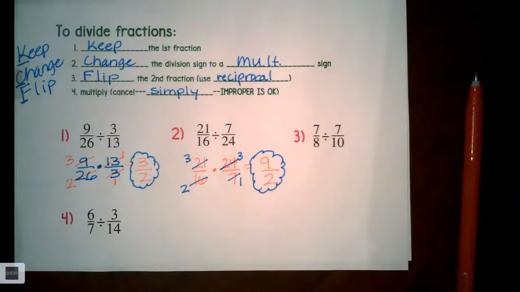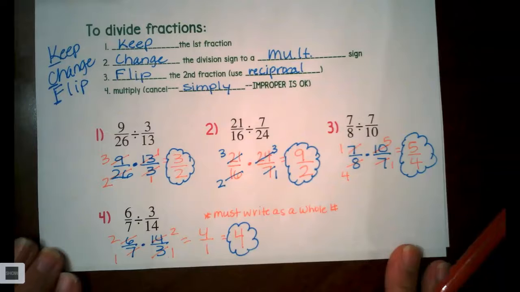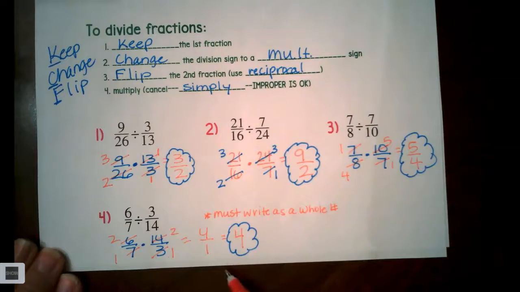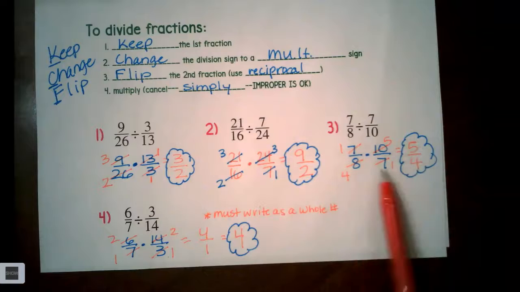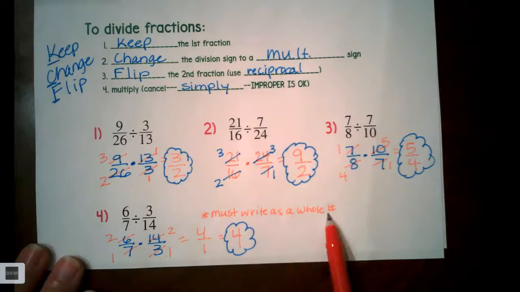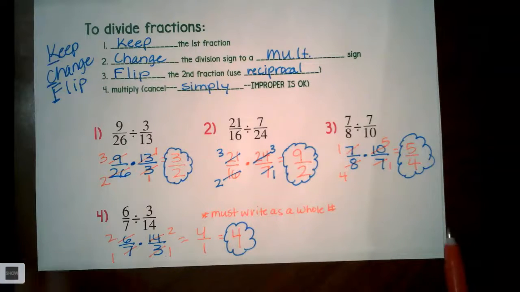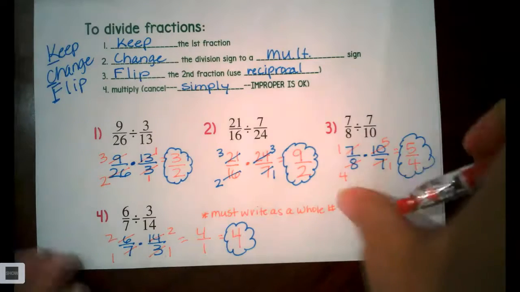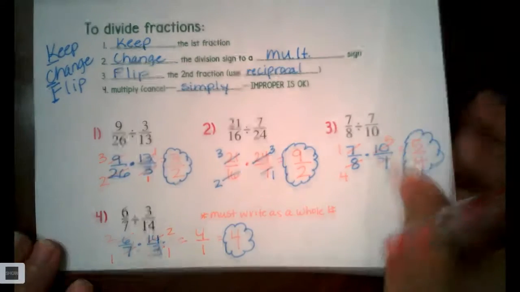Alright, I want you to pause the video, try the next two, and come back when you're finished to check your answers. Alright, so check these last two. I really hope there's nothing tricky about number 3. Now number 4, when you got the answer of 4 over 1, that is not simplified. You must write it as a whole number for it to be simplified. Anything over 1 is a whole number. If you need to go back and make corrections, pause the video and come back when you're done.